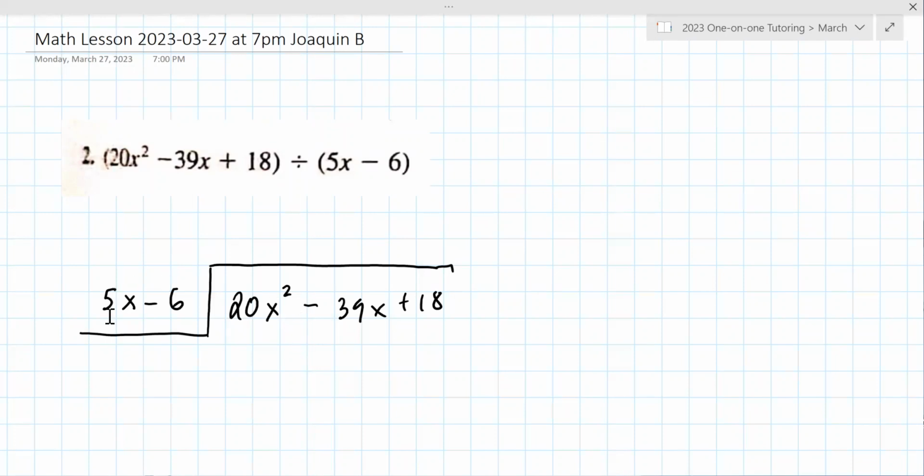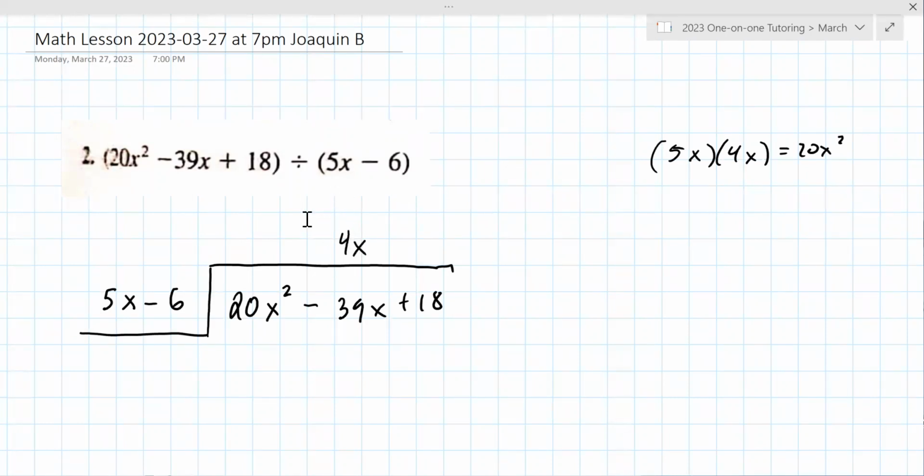All right, so you start with this 5x and you say, okay, how many times does 5x go into 20x squared? And the answer is 4x. 4x times 5x is 20x squared. So that 4x goes above the x. You think of these as columns, the x squared column, the x column, the number column. So it goes right there, 4x.